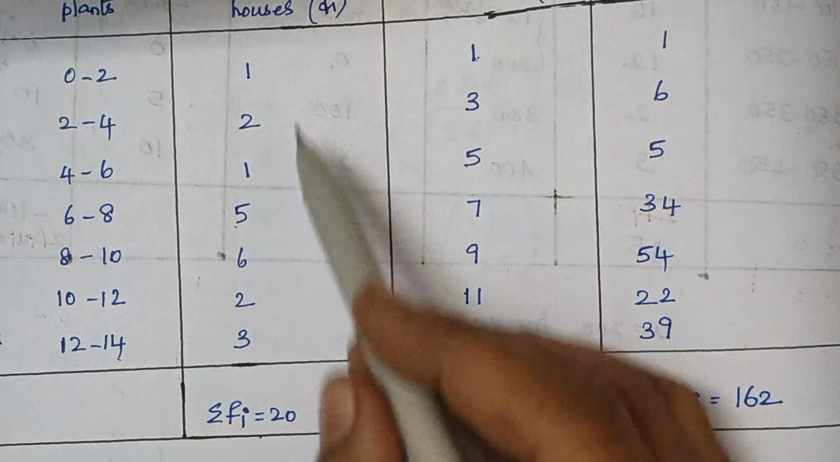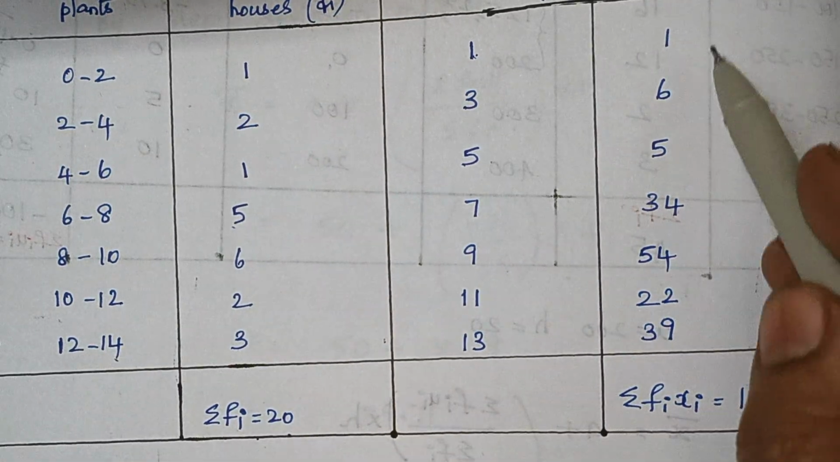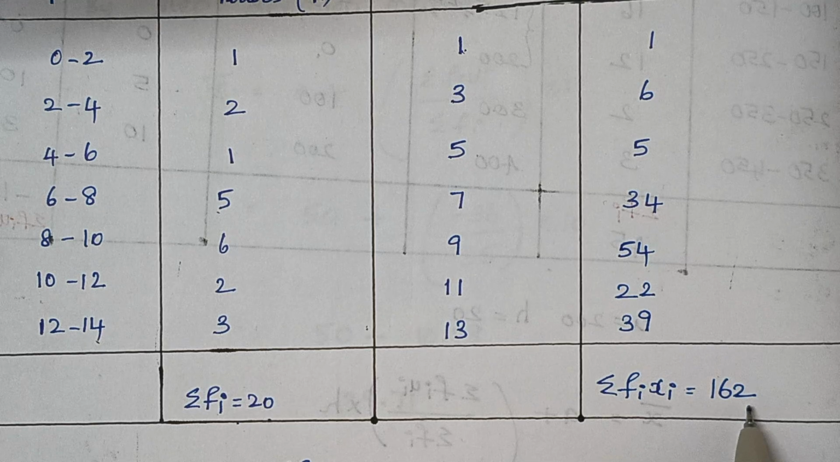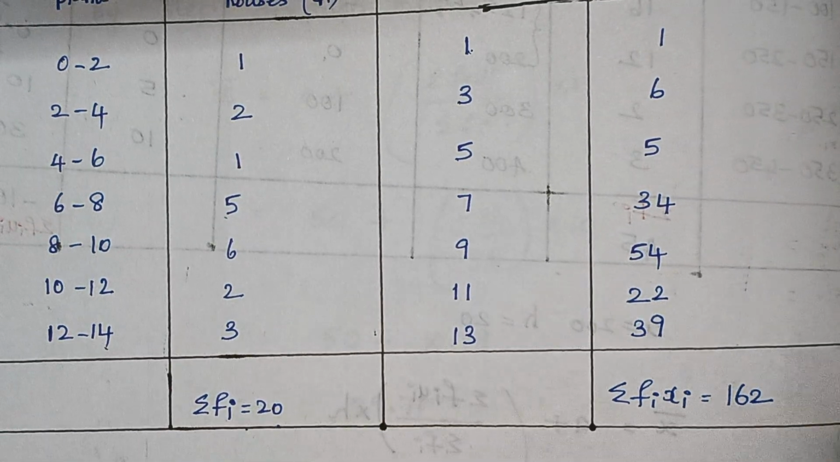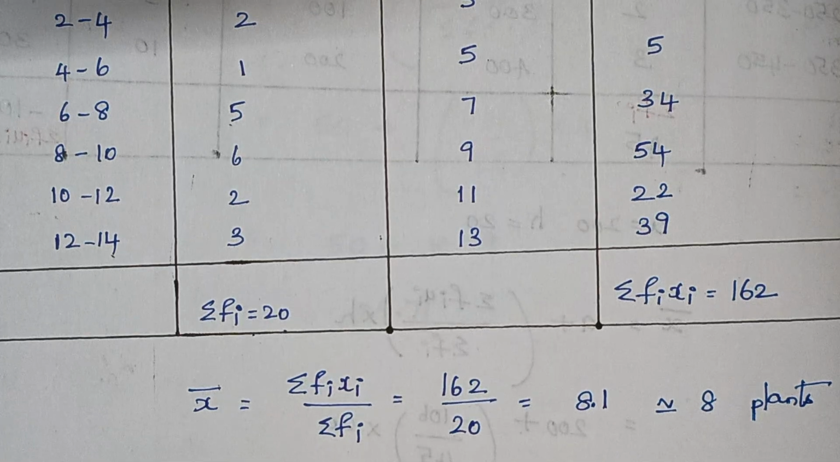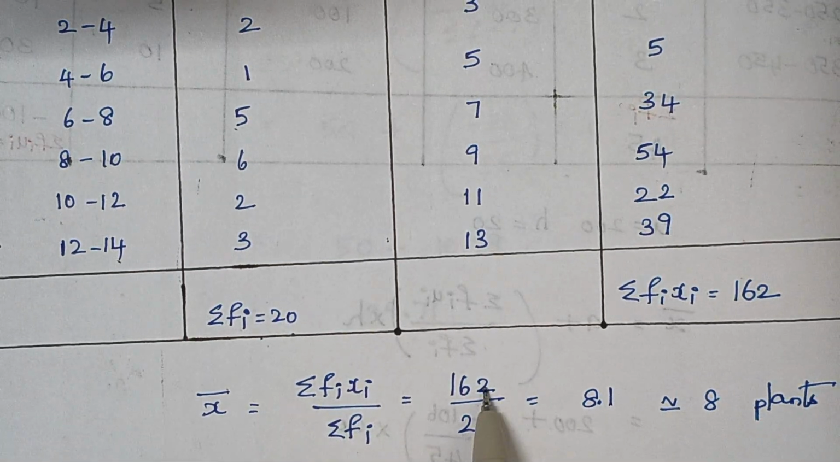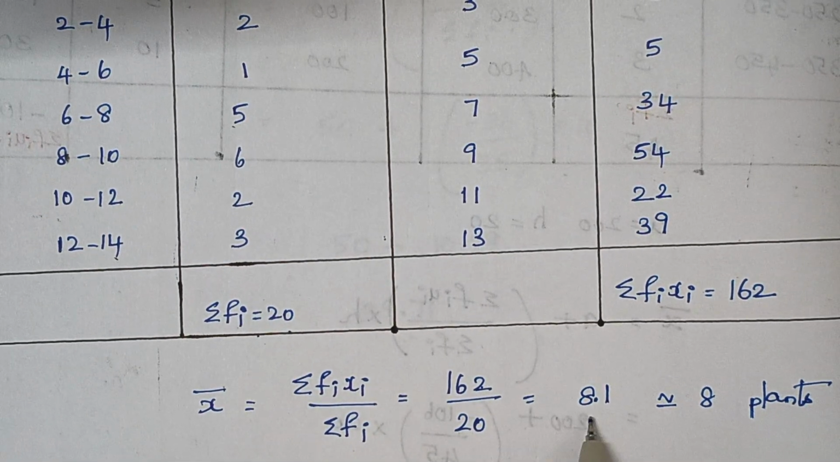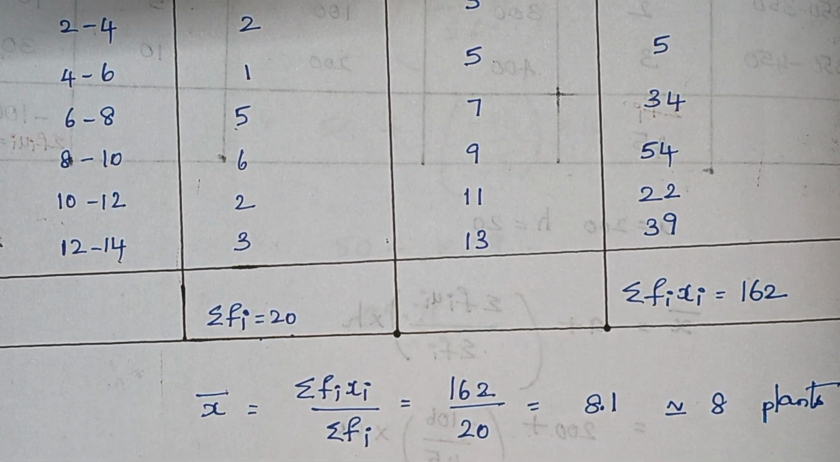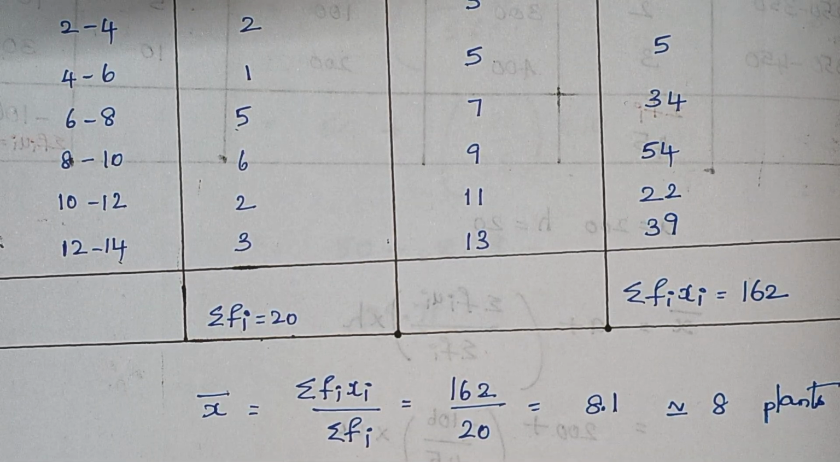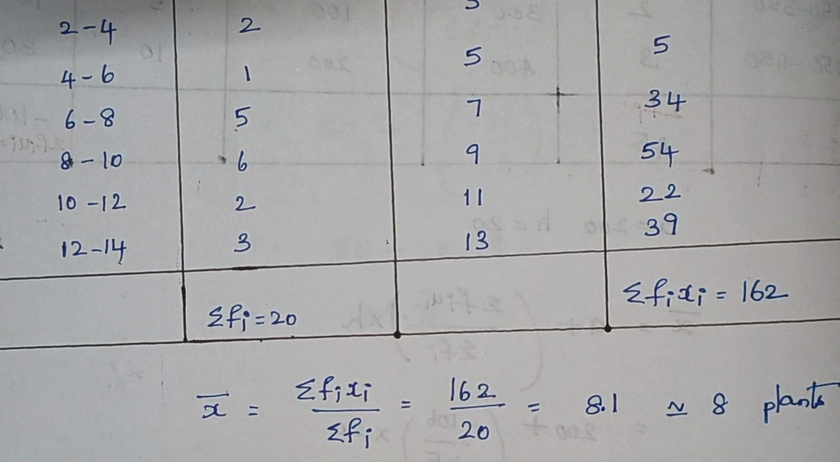When you add here, we get the answer as 20, and here the answer is 162. What is the formula to calculate the mean by the direct method? It is summation of Fi Xi divided by summation of Fi. So here it is 162 by 20, which is 8.1. We can't have 8.1 plants, so we have to round it off. Therefore, it is approximately equal to 8 plants per house.